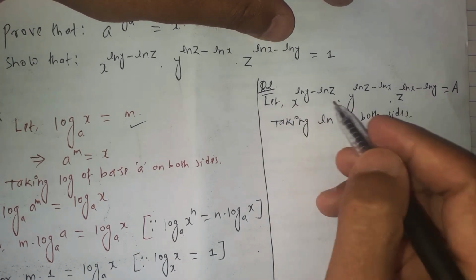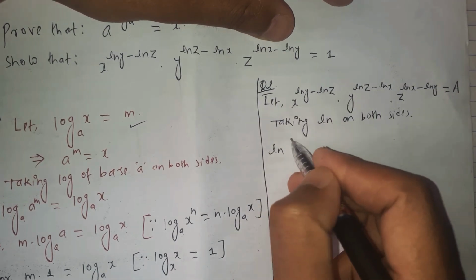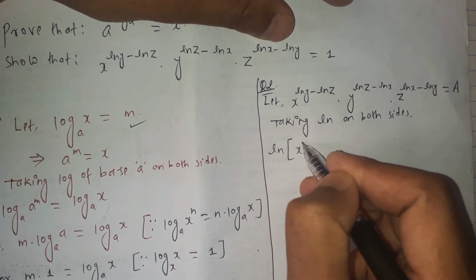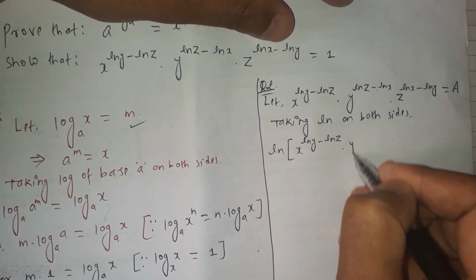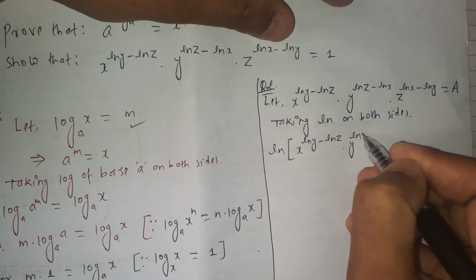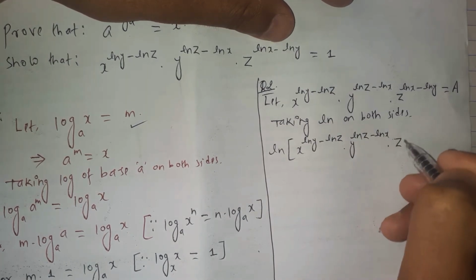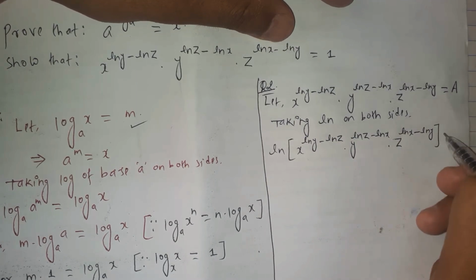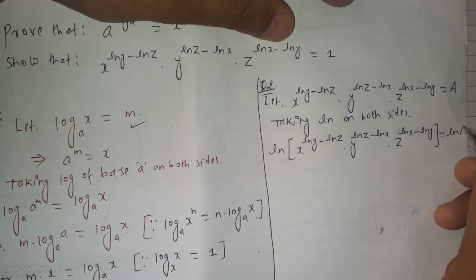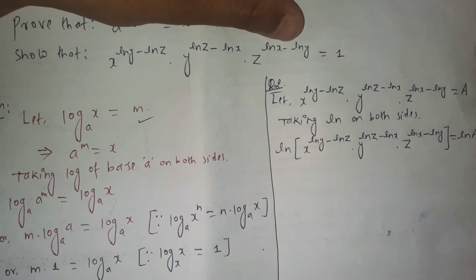Let's take the natural log on both sides of these equations. Then our equations will become ln of x times (ln y minus ln z), plus ln of y raised to the power (ln z minus ln x), plus ln of z raised to the power (ln x minus ln y), and the right-hand side will become ln of a. Here we just take the natural log on both sides of these equations.